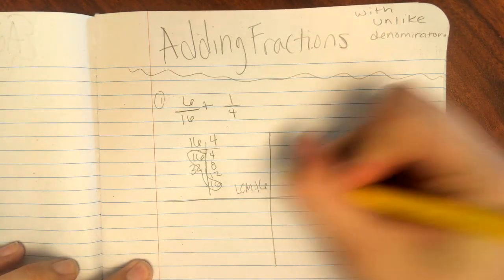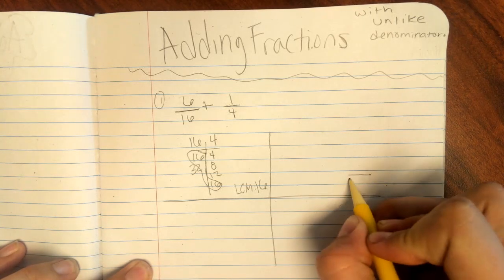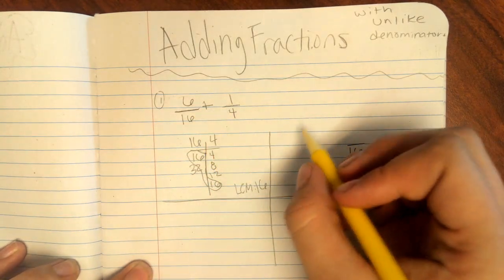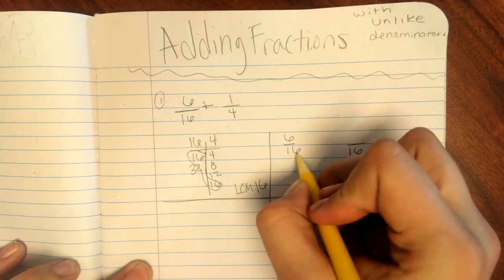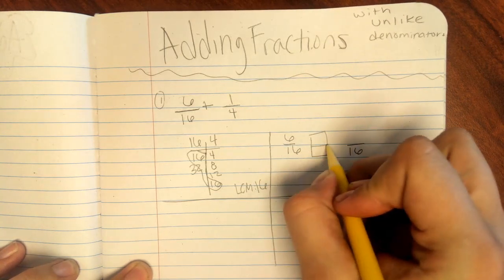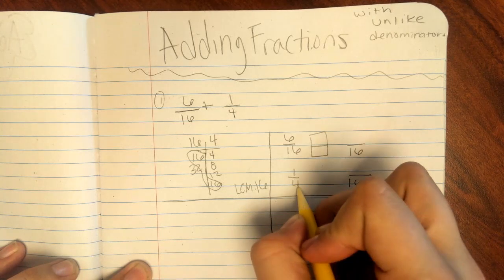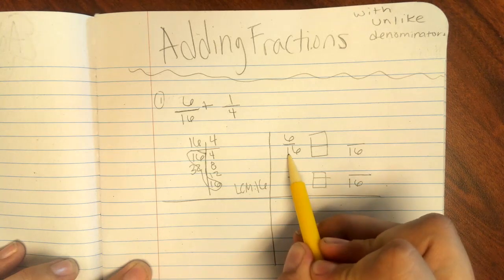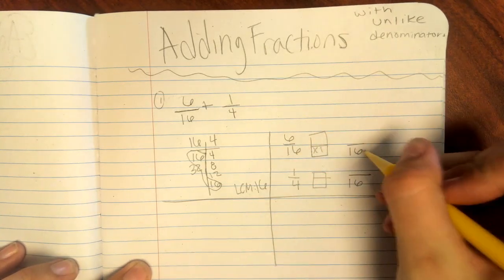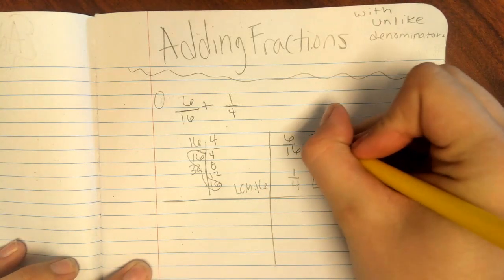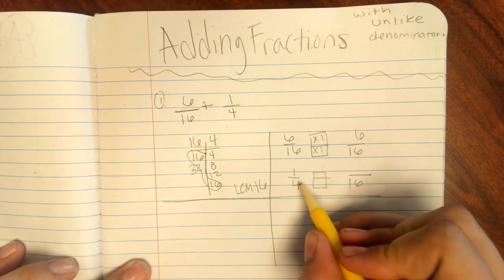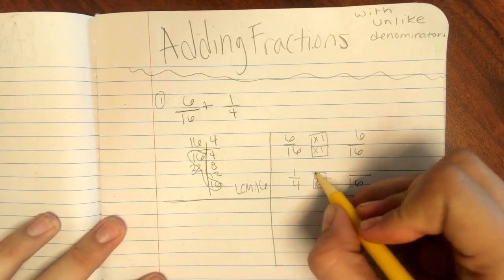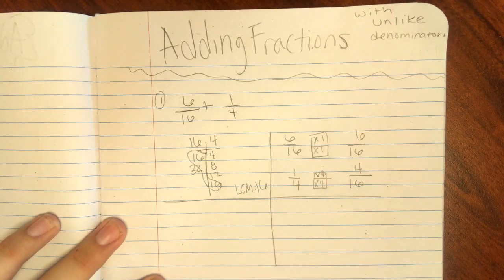So we're going to use that to make our new equivalent fractions using the denominator of 16. So we're going to take our current fractions of 6/16 and draw our dominoes box. Because anything we do to the bottom, we must do to the top. I know that I got 16 times 1 equals 16. So I need to do 6 times 1 equals 6. 4 times 4 equals 16. So 1 times 4 is 4. Now I have my equivalent fractions.